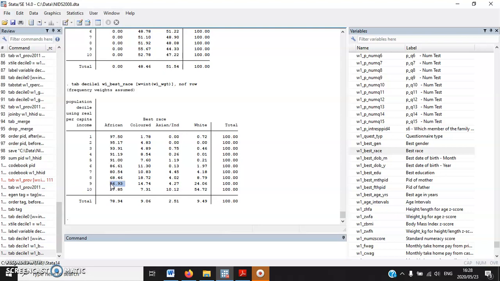So let me stop for 30 seconds. I want you to interpret these two tables more carefully.